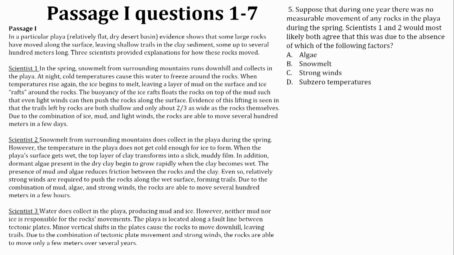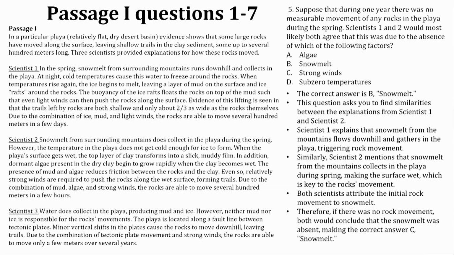So 5 says, suppose that during 1 year there was no measurable movement of any rocks in the playa during the spring. Scientist 1 and scientist 2 would both likely agree that this was due to the absence of which of the following factors. Those are our answer choices. The correct answer here is B, snowmelt.